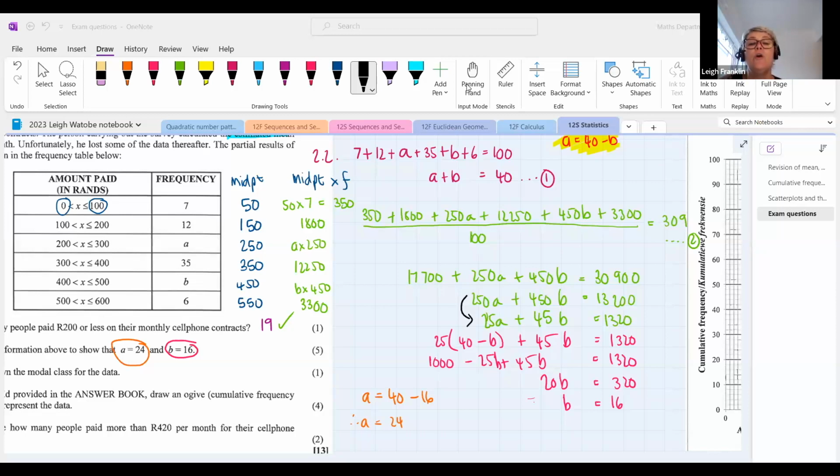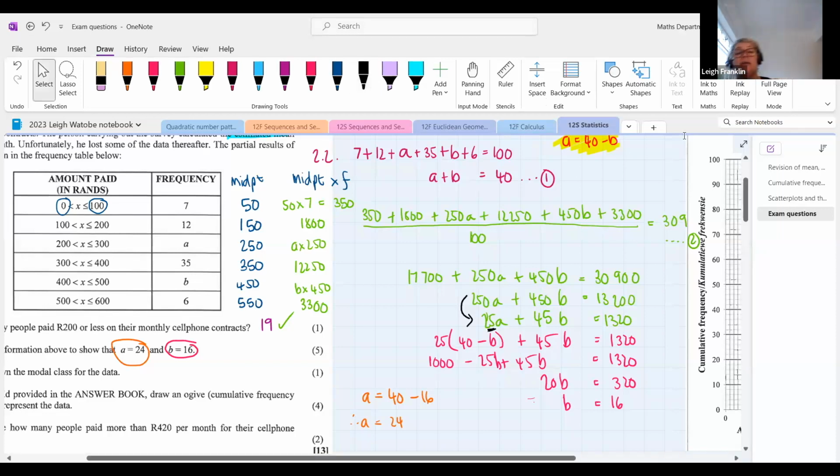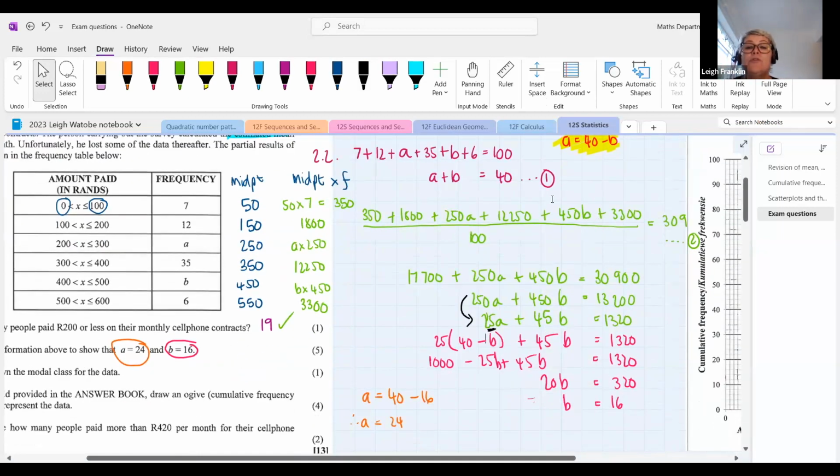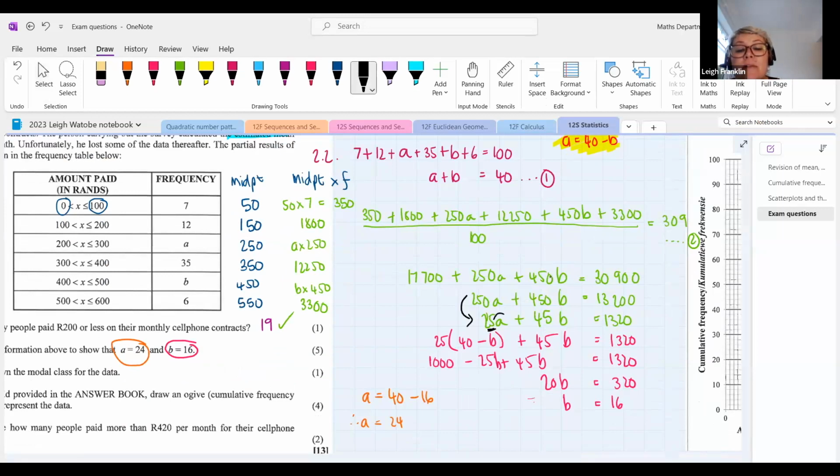So Tuelo, you asked me, how did I get the 25 times 40 minus B? So the 25 is here. There's the 25. And remember, I used my first equation, which was a plus b equals 40. I rearranged it to make a the subject of the formula, and then I subbed in what a was equal to. So a is 40 minus b. So Tuelo, I replaced this a here with the 40 minus b. That's where that comes from. Okay.